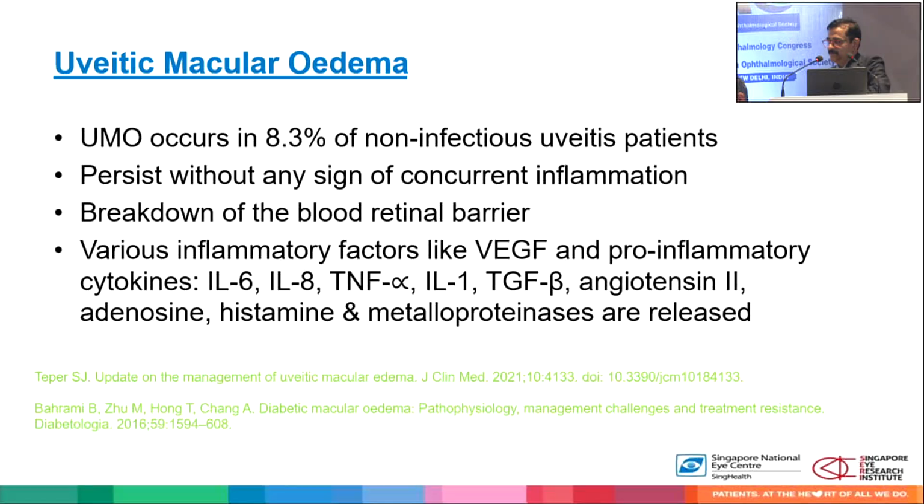Uveitic macular edema occurs in 8.3% of non-infectious uveitis. The thing is, it can occur even without any sign of concurrent inflammation, both in the anterior segment or in the vitreous or posterior segment. This is as a result of the breakdown of the blood-retinal barrier, and various inflammatory factors like VEGF and pro-inflammatory cytokines, IL-6, IL-8, TNF-alpha, IL-1, and TGF-beta are released, and this actually causes the uveitic macular edema.